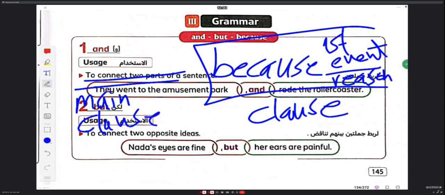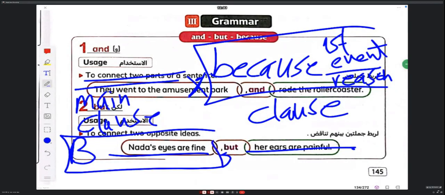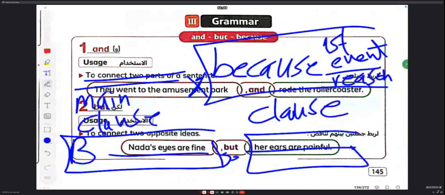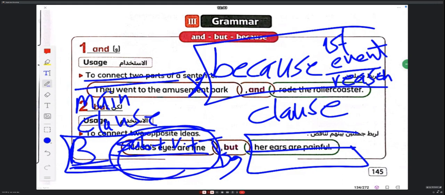Because cannot be preceded by a comma, it's wrong. But if because begins the sentence, we have two clauses, the because clause and the main clause, so we have a comma if we begin the sentence with because. Because is followed by a sentence: subject plus verb plus completion or object. Here comes the reason.